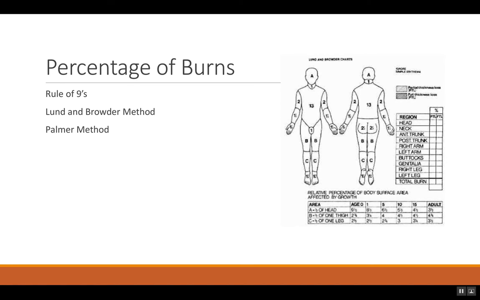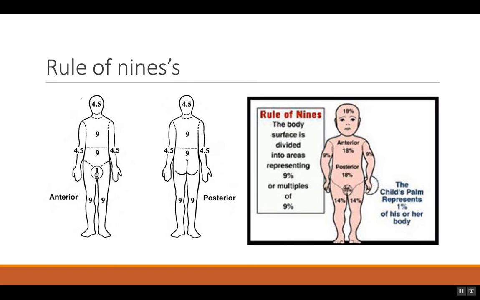The palmar method is used more for scattered burns, and it's where you use the patient's hand, including the fingers, to estimate the extent of burns. So your hand, including your fingers, is considered 1% of your total body surface area. So if the person's hand is 1%, you can determine, if they have scatter burns, like a splash burn or something of that nature, what the percentage for that patient is.